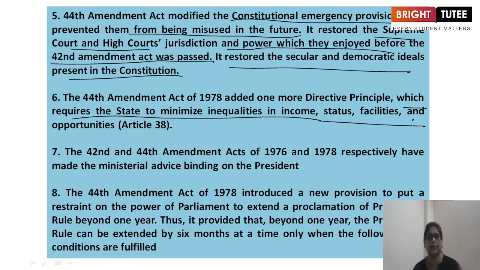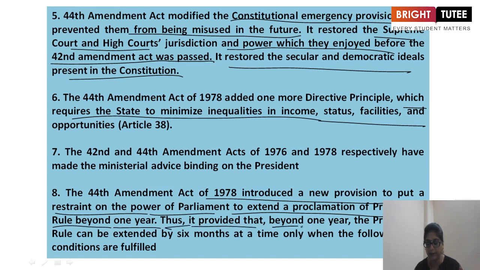That is Article number 38. And the 42nd and 44th Amendment Acts of 1976 and 1978 respectively have made the ministerial advice binding on the president. And the 44th Amendment Act of 1978 introduced a new provision to put a restraint on the power of Parliament to extend a proclamation of President's Rule beyond 1 year.